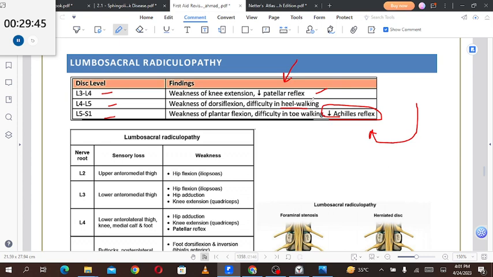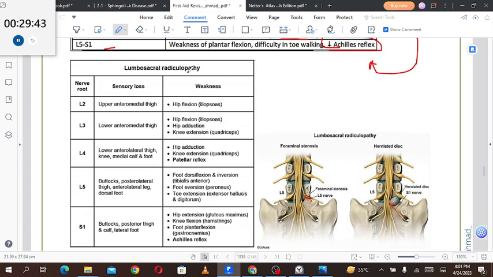Then moving forward, lumbosacral radiculopathy. This is the table of UWorld. If nerve root L2 is involved, there will be sensory loss in the upper anterior medial thigh, and weakness will be in hip flexion due to damage to the iliopsoas muscle. If the L3 nerve is involved, the lower anterior medial thigh will be involved, and the weakness will be in hip flexion, iliopsoas, hip adduction, and knee extension, that is quadriceps.